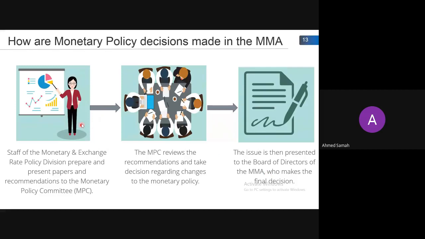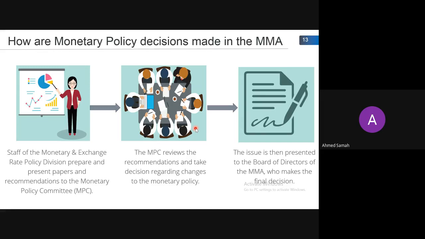This is the case in most countries, but in some cases the monetary policy committee has the power of the board of directors as well. For example, in the case of the Fed, the FOMC will have all the power. So when the staff recommends it, the FOMC can make the final decision as well.